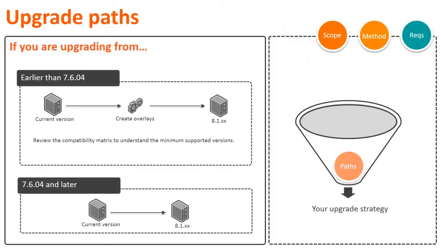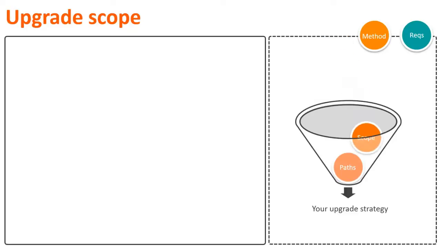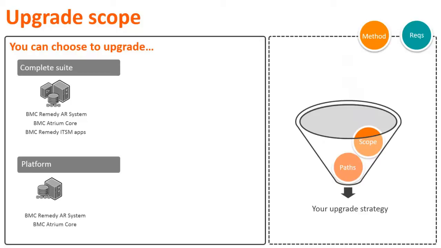After you understand your upgrade path, you can go ahead and decide the scope of your upgrade. Scope implies the components you want to upgrade. You can choose to upgrade the entire BMC Remedy ITSM suite, which includes the BMC Remedy AR system, BMC Atrium Core, and the BMC Remedy ITSM applications. Or if you prefer, you can just upgrade the platform comprised of BMC Remedy AR system and the BMC Atrium Core. What you choose to upgrade depends on the upgrade path, compatibility with other products, and your business requirements.